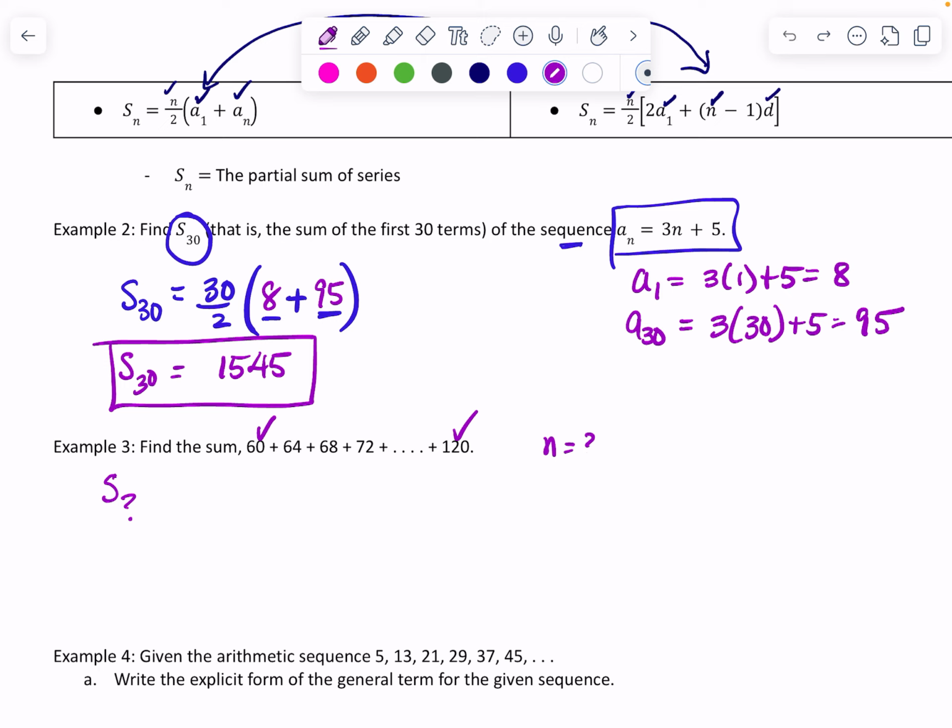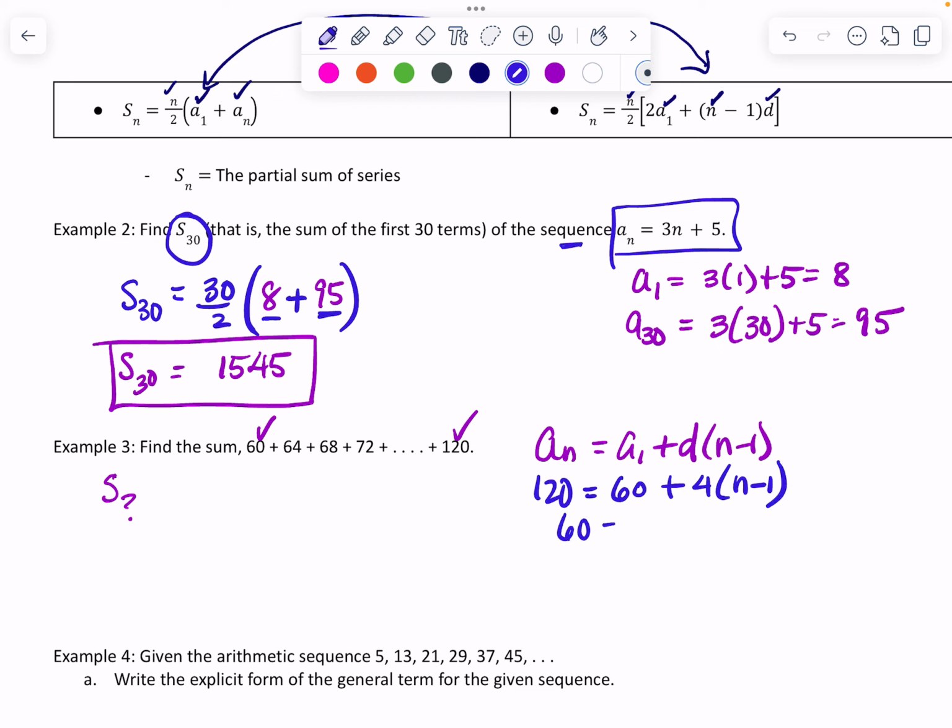How do I find that? To find that, I'm going to use the formula from last time. The nth term of an arithmetic sequence is A1 plus n minus 1 times D. The term is 120. First term is 60. D, you can clearly tell, is 4. So from this equation, I should be able to find the number of terms. 4n minus 4, 64, and n equals 16. So this is A16. There's 16 terms in total.